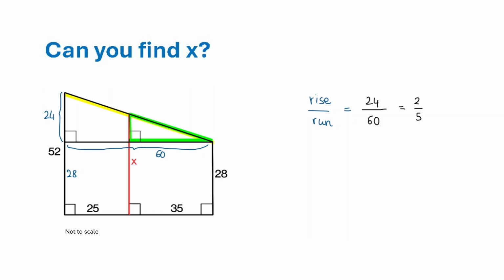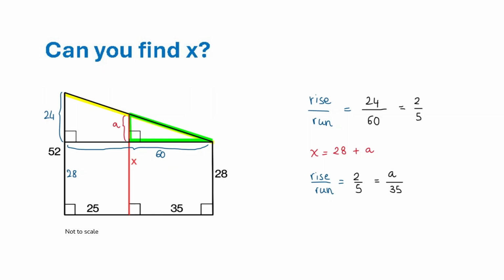Now let's focus on the smaller triangle. Let's call this height A. If we can find A, then finding x will be easy. In fact, we can see that x is equal to 28 plus A. Now we use the rise over run ratio. We know that rise over run is equal to 2 over 5. For the smaller triangle, the rise is A and the run is 35. So we write, rise over run is equal to 2 over 5, which is equal to A over 35.